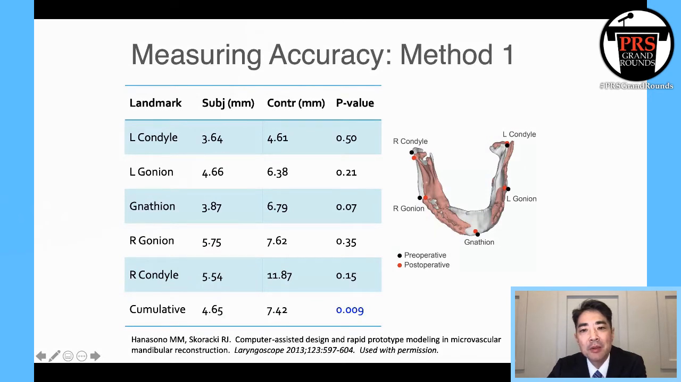And one idea we had was to take fixed bony landmarks like the condyle, the gonion, and the gnathion, and compare the preoperative to the postoperative positions. And what we found compared to contemporary controls performed by traditional methods, hand bending the plates, trial and error, eyeballing the reconstruction, is that we're always more accurate when we use the virtual surgical planning.